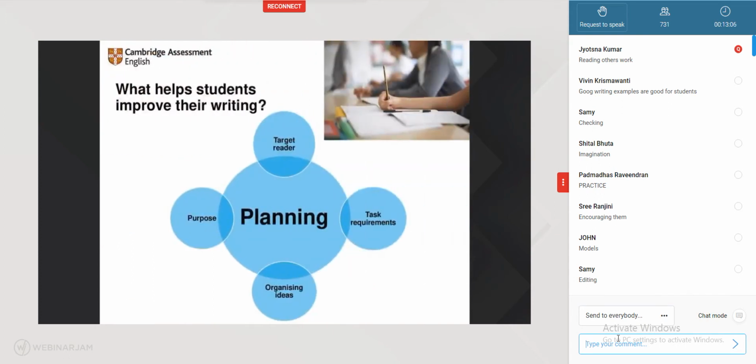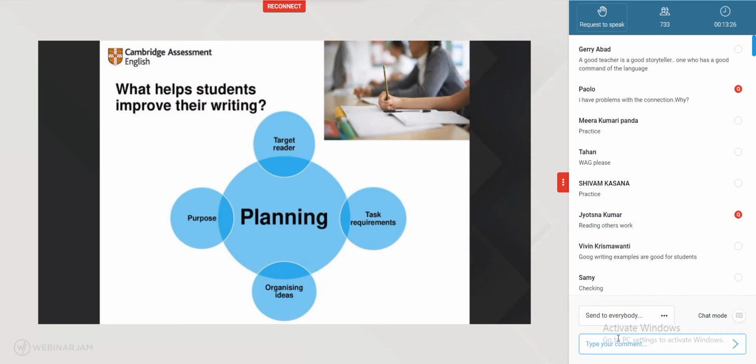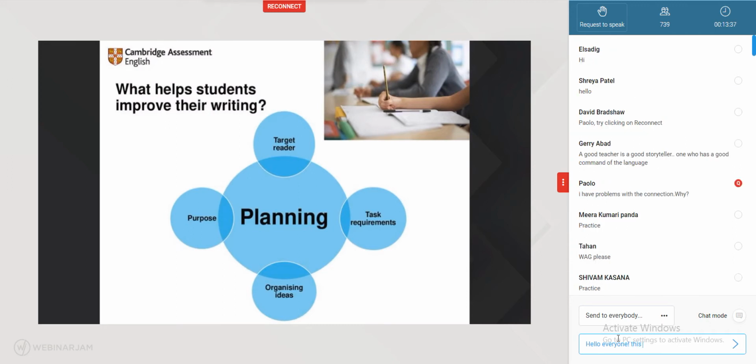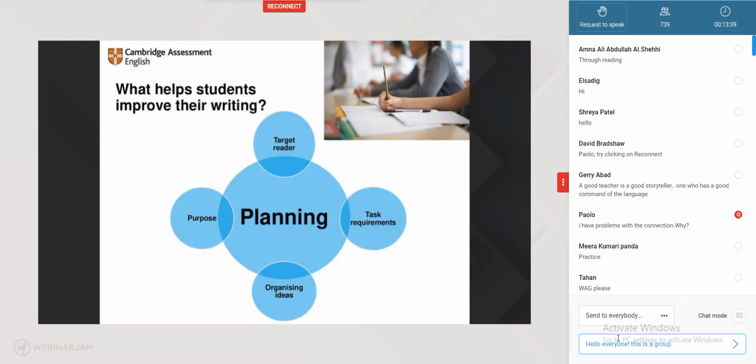Planning. Yeah, considering the target reader here, as we've seen, is going to be very important because we need to make a lot of decisions based on that, and also to take into account the task requirements, the type of text, the content points that we need to include. Organization of ideas within the planning, and the purpose, and these all to some extent overlap. The purpose, the target reader, the task requirements all overlap a little bit, but all of these are very important to bear in mind before starting a piece of C1 writing.